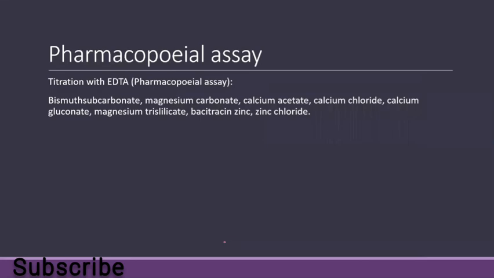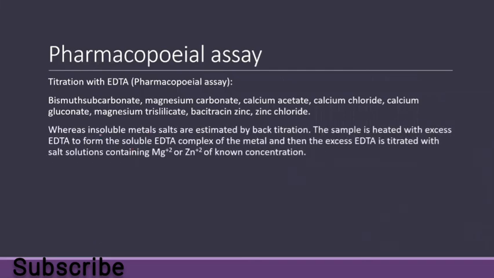And the pharmacopoeial assays for titration with EDTA are magnesium carbonate, calcium acetate, and calcium chloride. So these all are pharmacopoeial assays for titration with EDTA. Whereas some metal salts are insoluble, and these are estimated by back titration. You can perform back titration with insoluble metal salts which are not soluble in any other solvent.